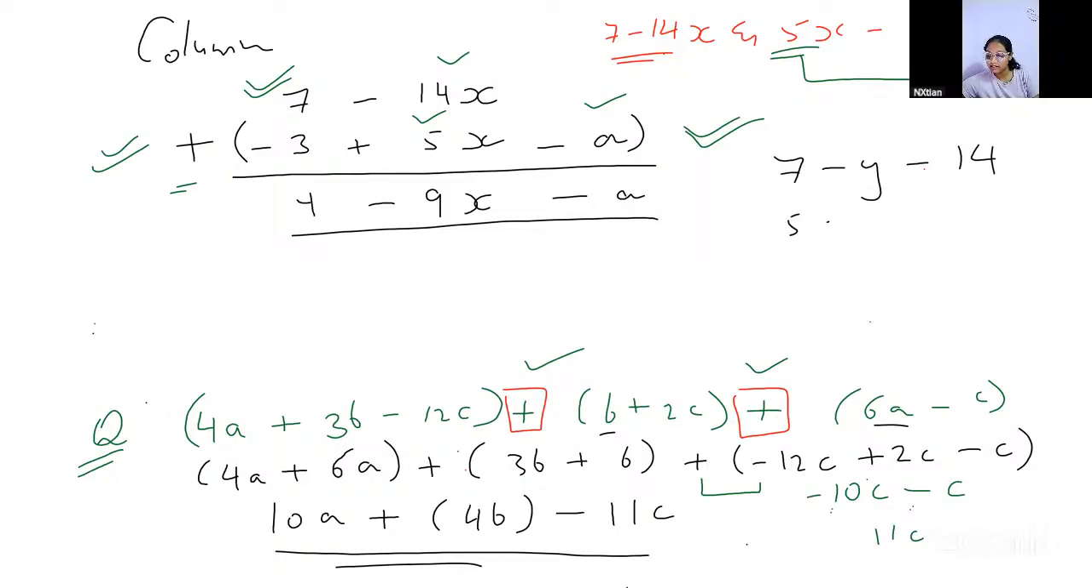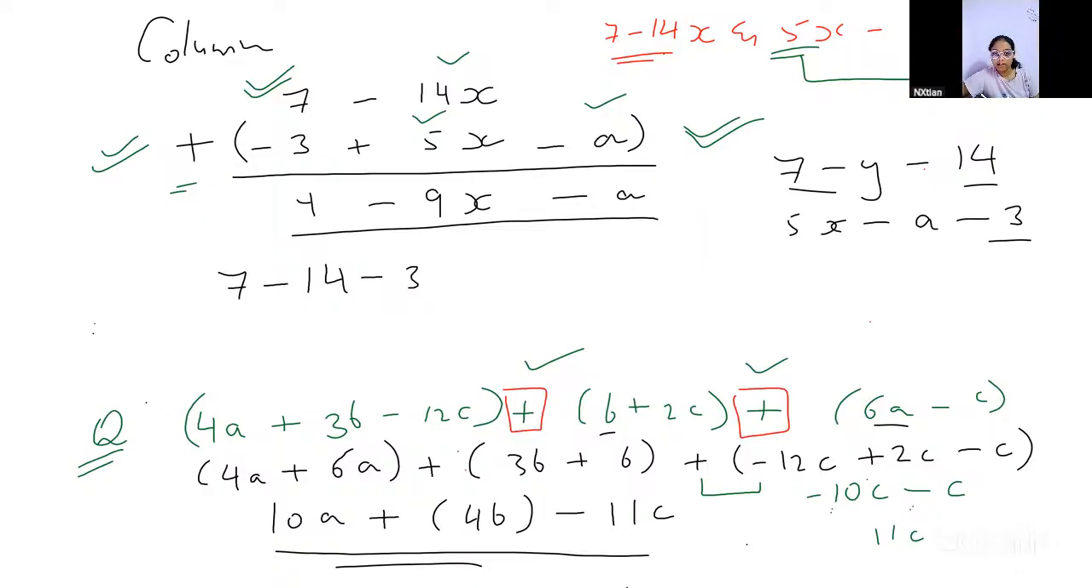5x minus a minus 3. Okay, so you can do it by grouping. You can group 7, 14 and 3 together. Ma'am, so this is not possible by column, right? This is going to get very confusing by column.